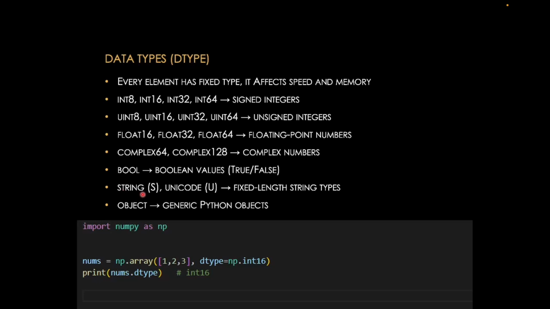We can specify a data type while creating an array, or we can create an array without a data type. In that case, the system will infer the data type itself. Here we can see we are defining the array and providing our data type int16. If we print the data type of nums, the system will print int16.